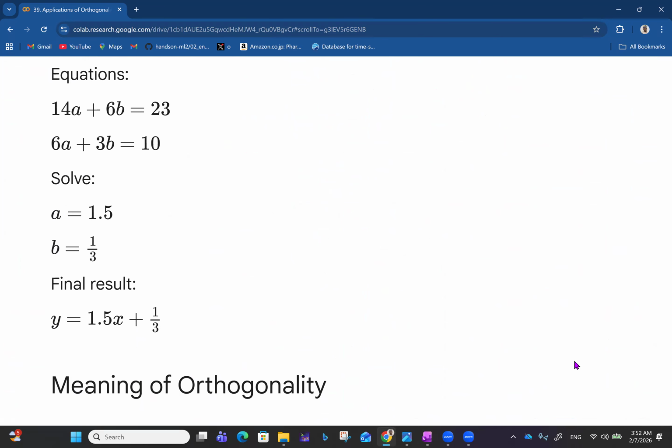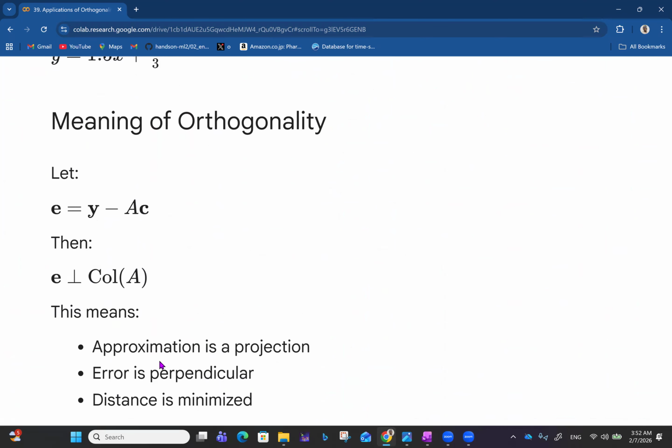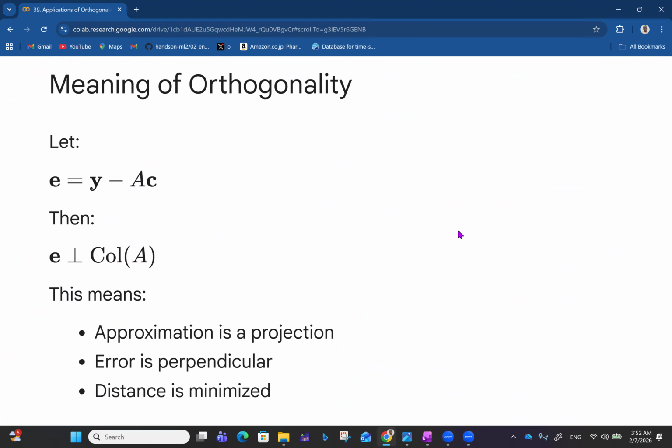So that's how we get this fitting right here. So the question now is, what is the meaning of orthogonality? Let the error be between y and what we want to approximate, Ac. There's going to be a difference. So the error, y minus Ac, is perpendicular to the column space of A, right? So this means the approximation is a projection, the error is perpendicular, and the distance is minimized, right?